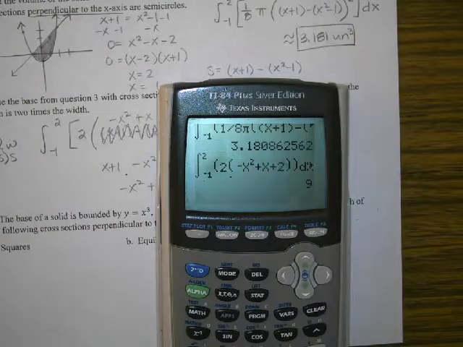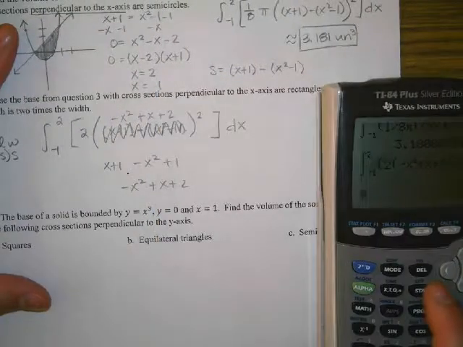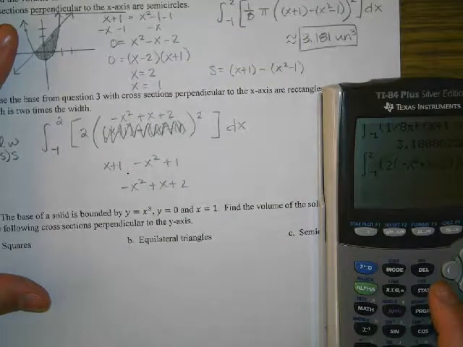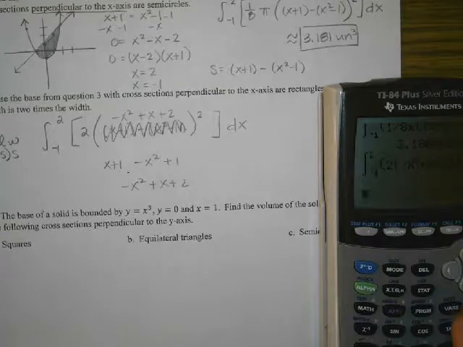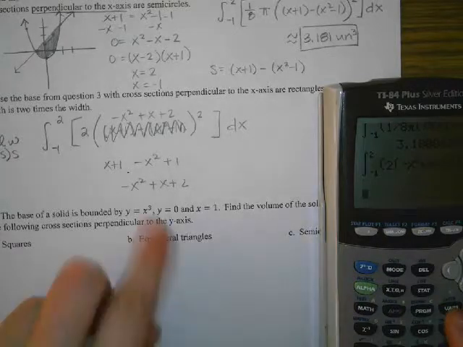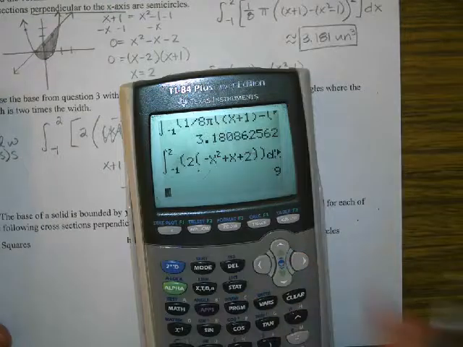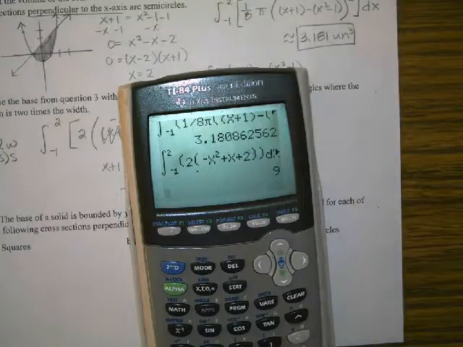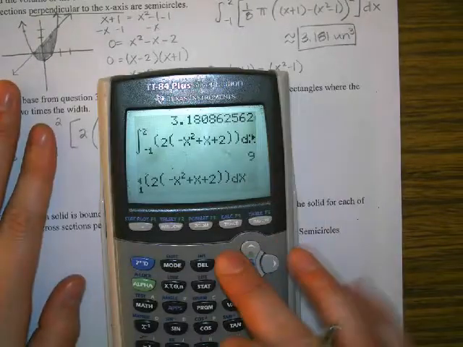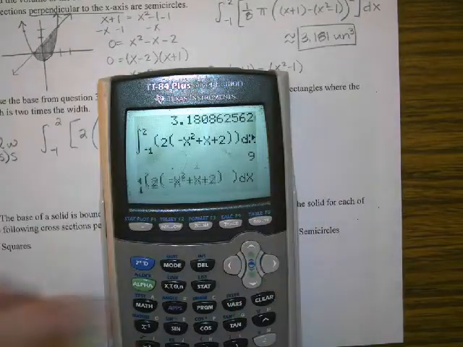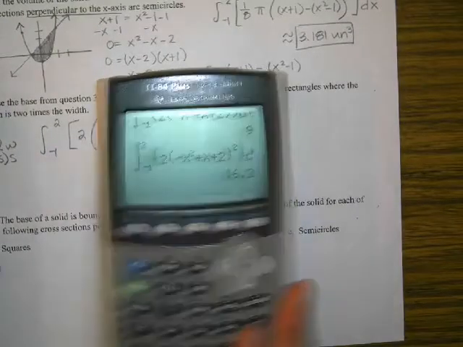Oh, I just got the wrong answer though. I don't know what I typed wrong. You forgot the square. Oh, yes. Thank you. Squared. Ta-da! Okay, 16.2 is what you should have got.